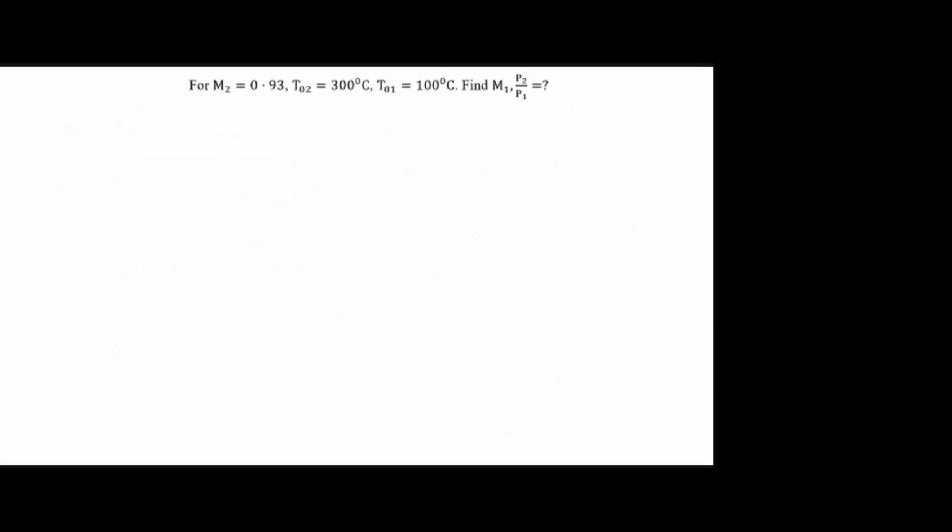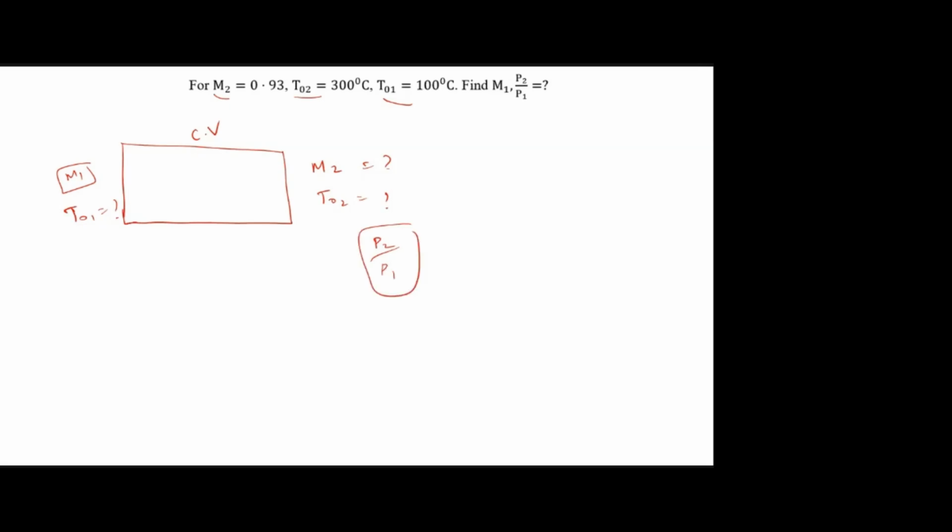So in this problem, they haven't mentioned whether it is Rayleigh or shock wave, nothing. Simply they mention Mach number, temperature in station 2, temperature in station 1. So my suggestion is, first step we should draw the control volume. Here I have M1, here I have M2. What they have given is M2 and T naught 2, and even T naught 1 is given. What they're asking is M1 and P2 by P1. So I don't know whether it is heat transfer or friction or normal shock.